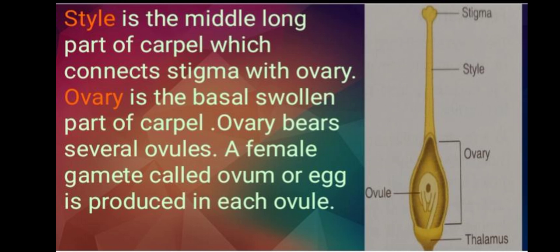Style is the middle long part of the carpel, as you can see in this diagram, which connects stigma with ovary. Ovary is the basal swollen part of the carpel. Ovary bears several ovules. A female gamete called ovum or egg is produced in each ovule.